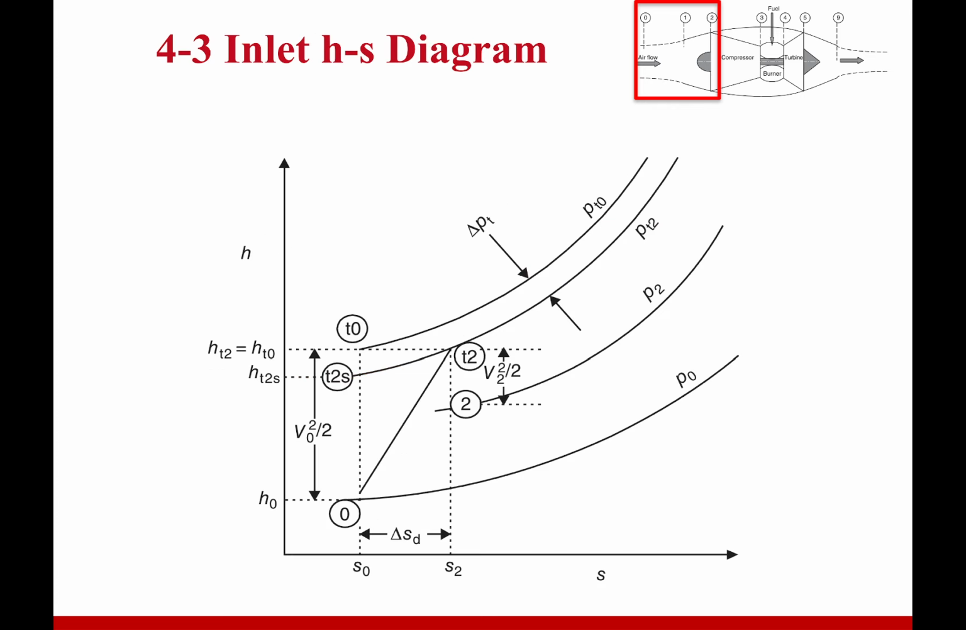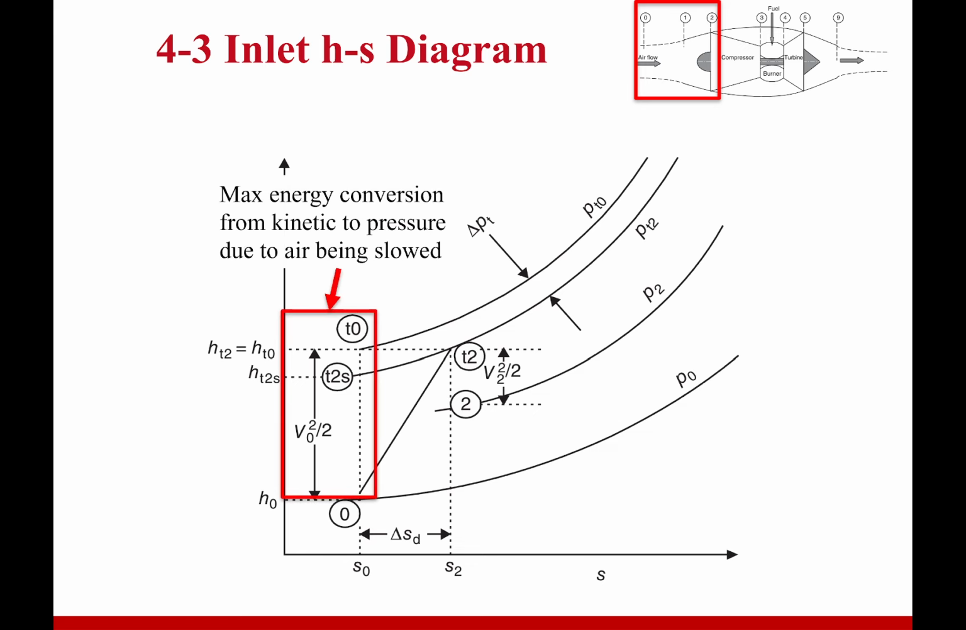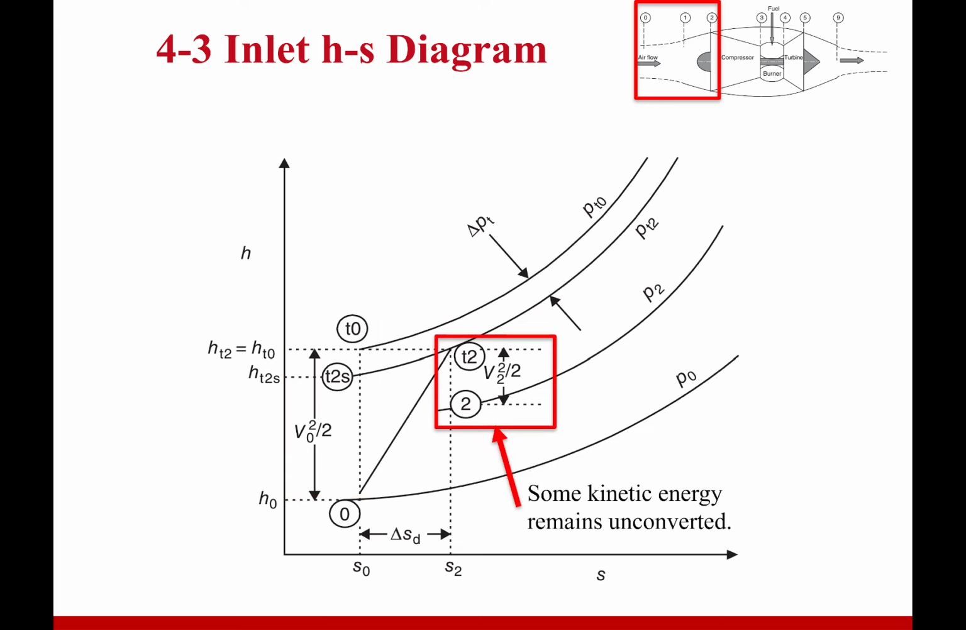Okay, so here's my h-s diagram for an inlet, and while there's a lot going on here, I want to explain it as best we can. So let's focus in. First off, the max amount of energy conversion possible from kinetic to enthalpy is right here. If I were to go all the way from whatever my velocity is to 0, that would be the max amount of energy I could put into my enthalpy. Now, I don't want to go to 0 velocity. No matter what, I'm going to have some kinetic energy that remains unconverted because when it reaches the compressor, it still has a velocity. We said like Mach 0.5 to 0.6. So not all of it gets converted.